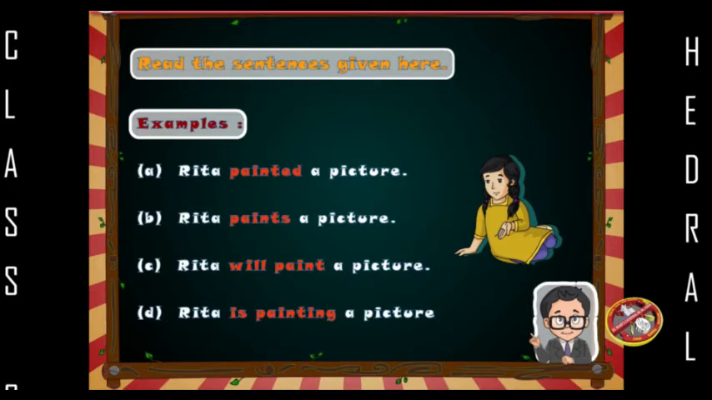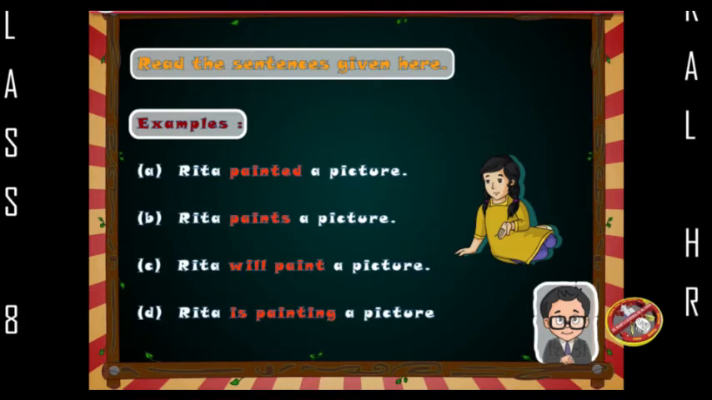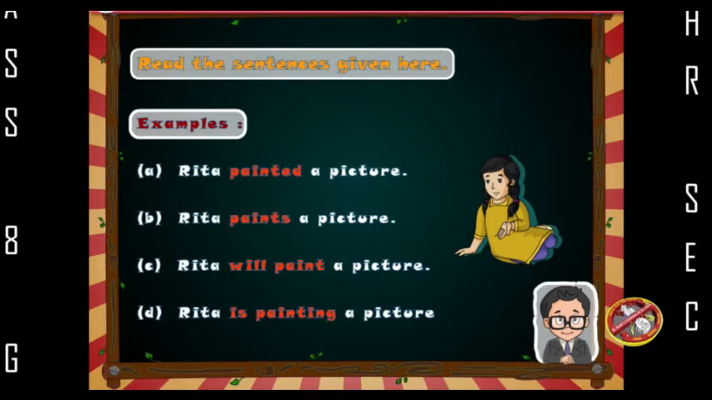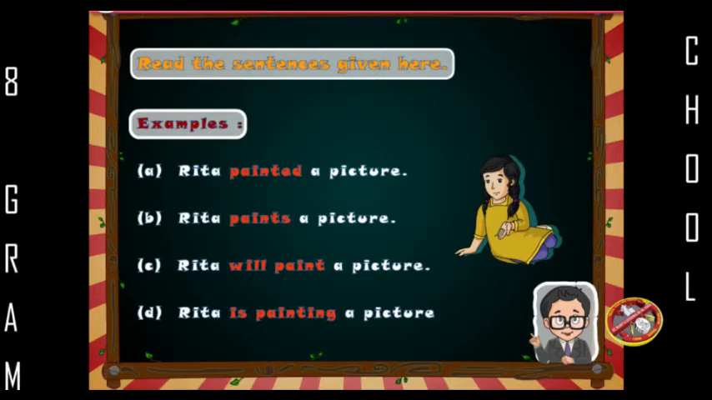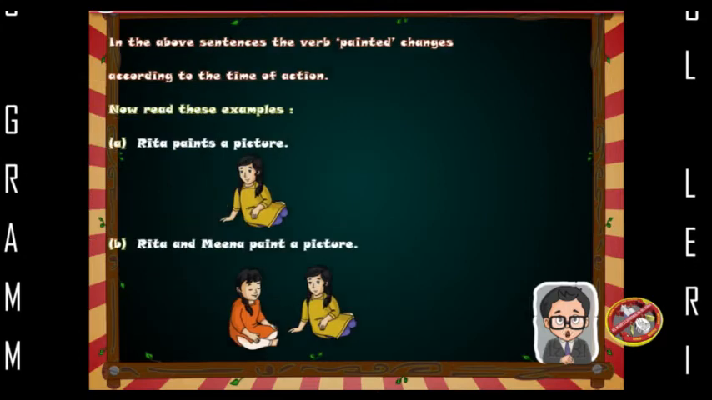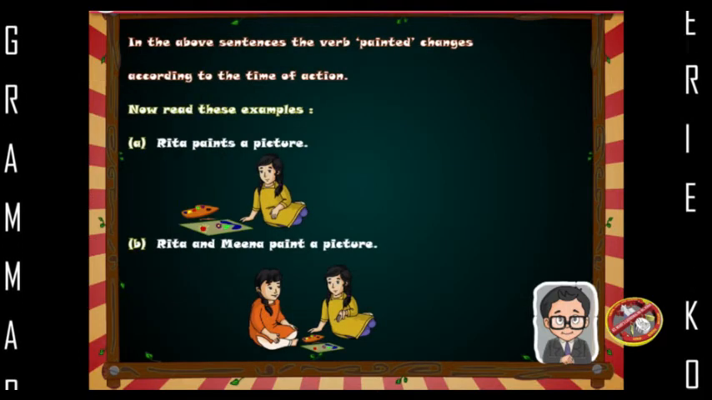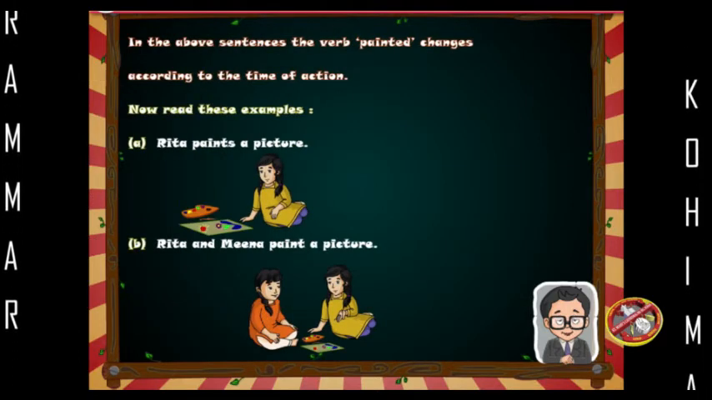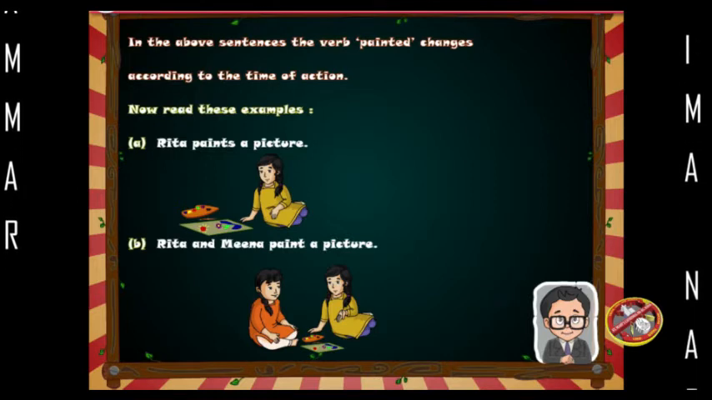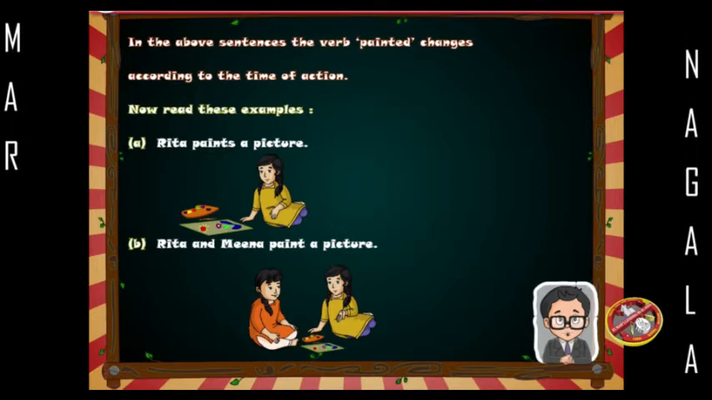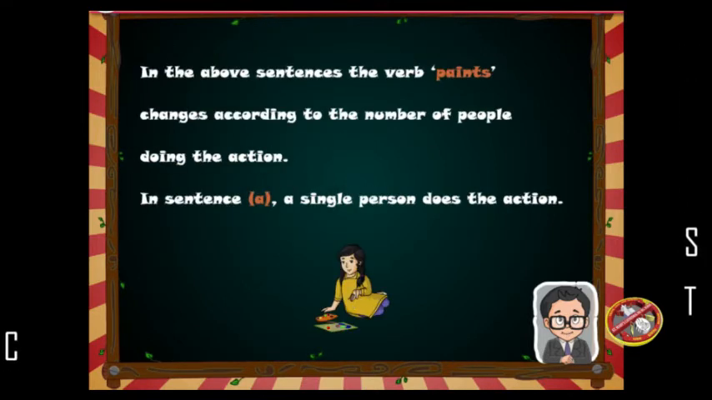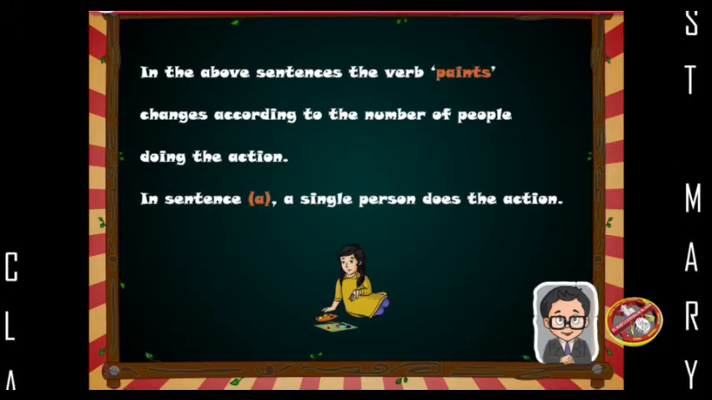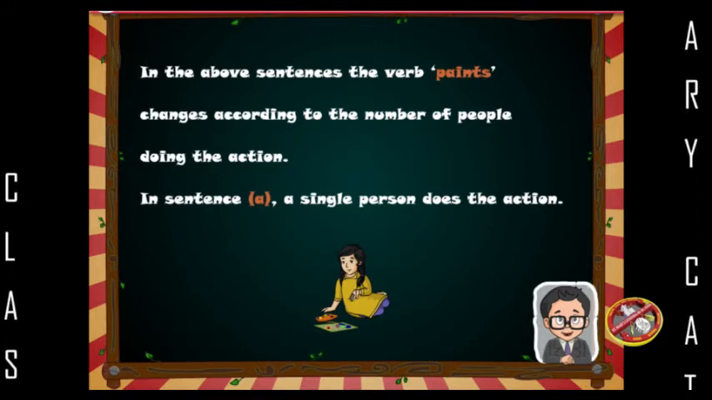Examples: Rita painted a picture. Rita paints a picture. Rita will paint a picture. Rita is painting a picture. In the above sentences, the verb paint changes according to the time of action. Now read these examples. Rita paints a picture. Rita and Meena paint a picture. In the above sentences, the verb paints changes according to the number of people doing the action.